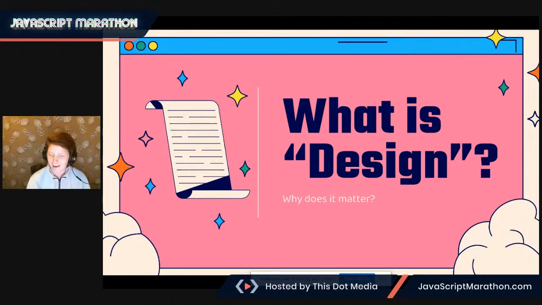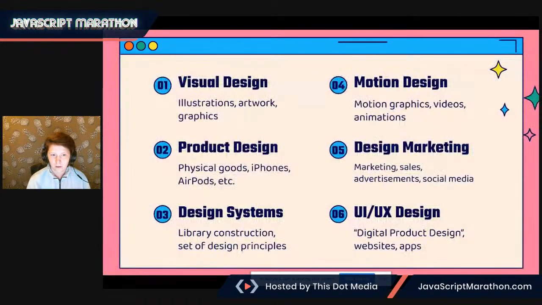So what is design and why does it matter? There's a bunch of different types of design. When you're looking to get into design, you can really pick anything. You can specialize in one thing. You can be a design generalist. It's really up to you. So I kind of identified 6. There are plenty more. These are just 6 bigger buckets of design.